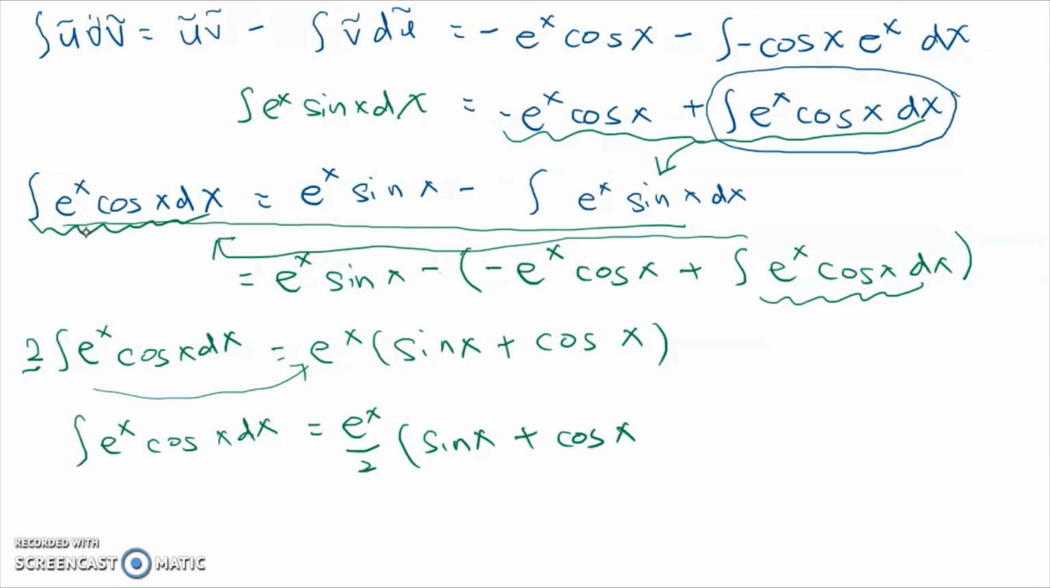Oops, I'm sorry, here actually I should add a plus c already. And then plus c. This is the final solution for this problem. It means in this case, we need to do integration by parts twice to get the final answer.